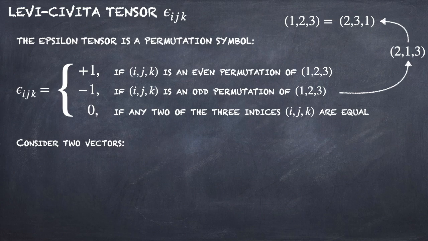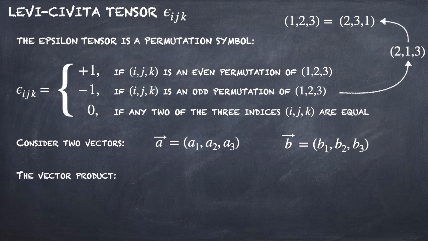Okay, so now, having understood the idea of the epsilon, which is defined this way, consider two vectors. Vector A, with first, second, and third components A1, A2, and A3, which could be Ax, Ay, Az, and another one, B, with components B1, B2, and B3. The vector product, or the cross product, of A and B is equal to C.